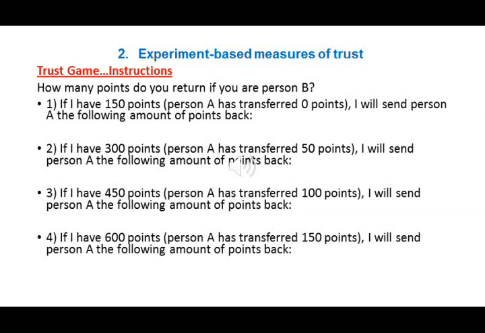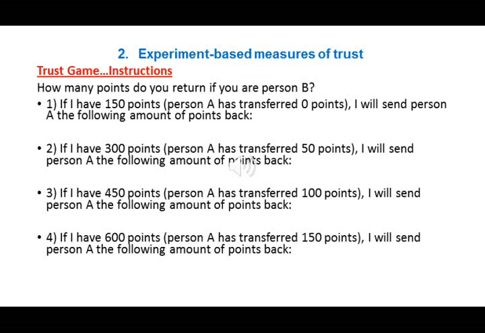The other possibility is if person A has transferred 50 points to him, which means that B now has 300 points. So he has to decide how many points to return back to A, if any. The third possibility is that A has transferred 100 points, which means that B now has 450 points. So he also has to decide how many points to return back. And the last possibility is that A might have transferred 150 points, which means that B now has 600 points.